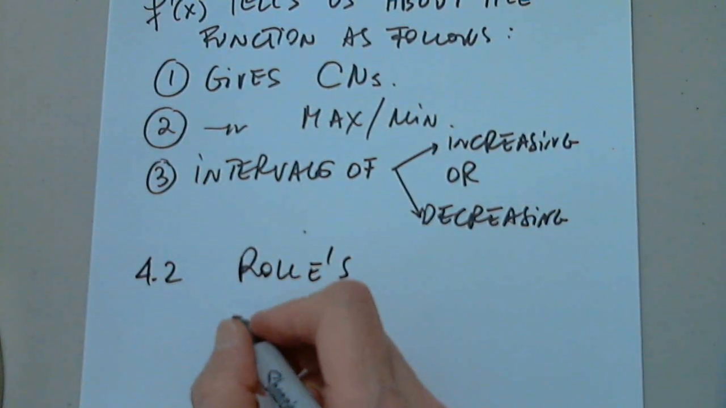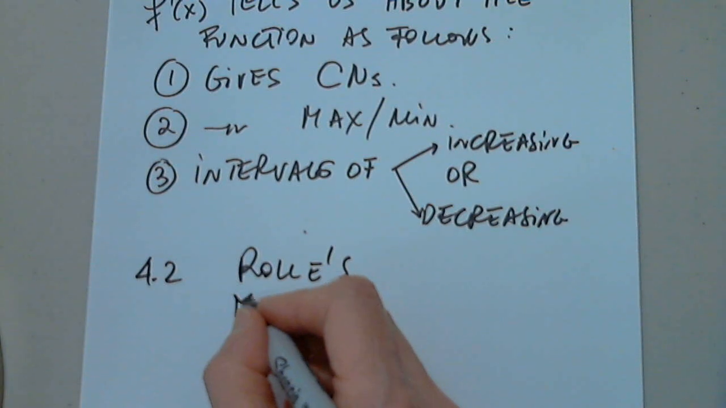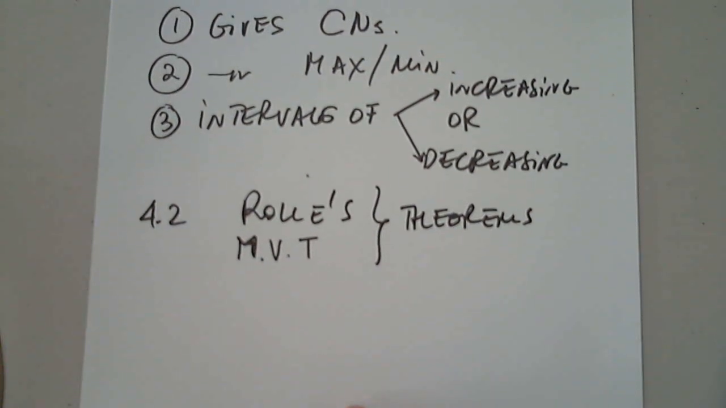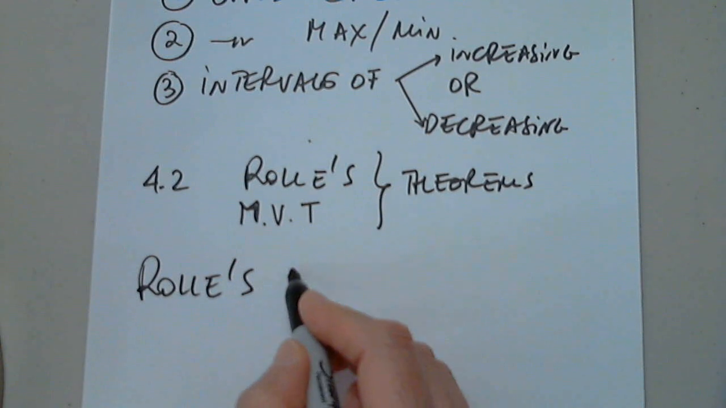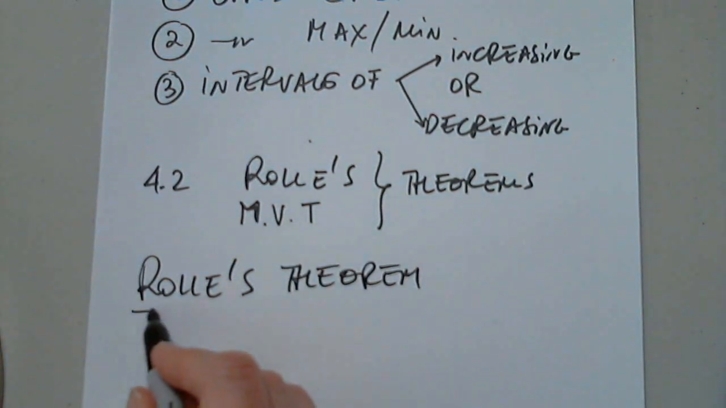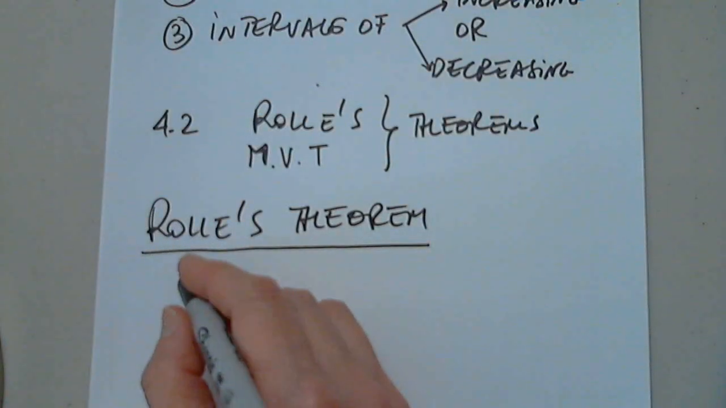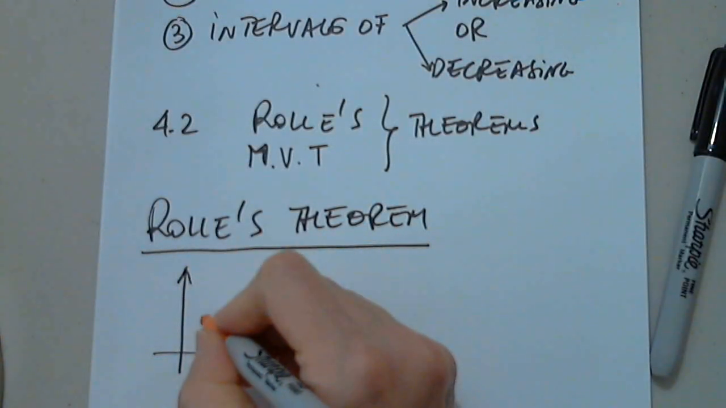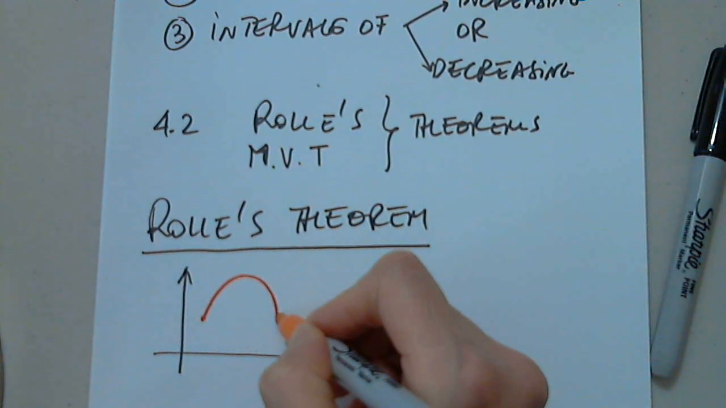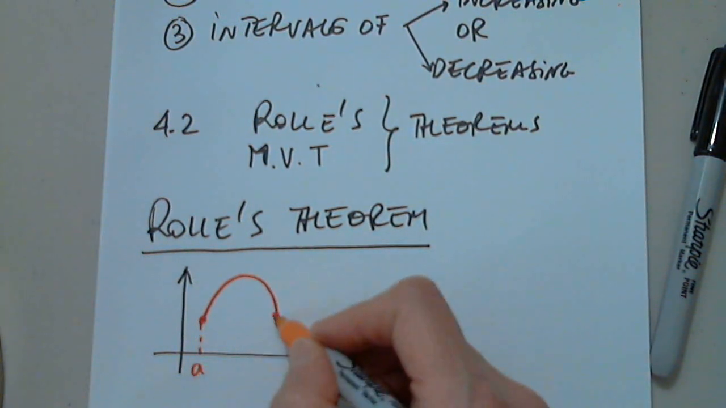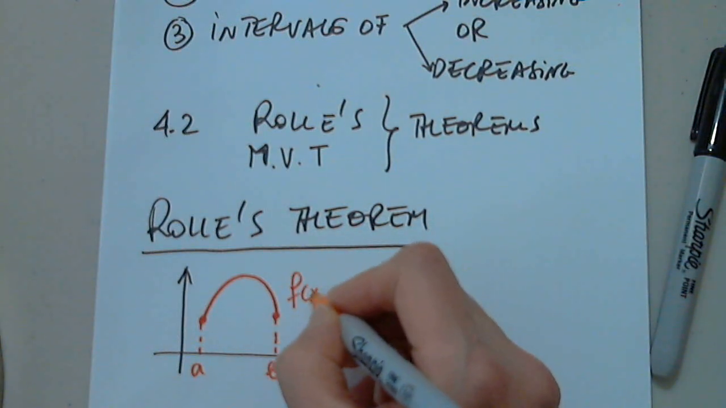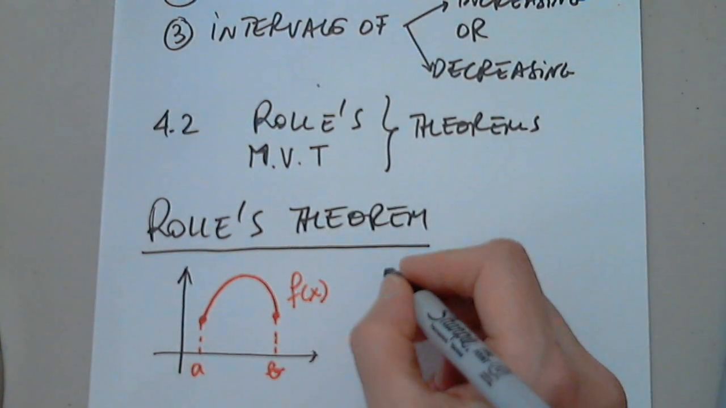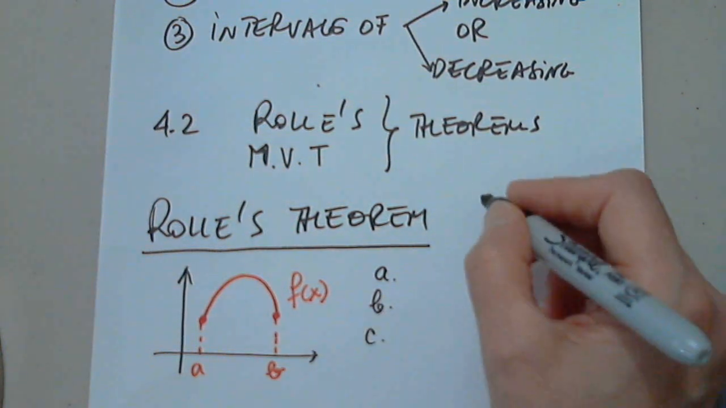Rolle's theorem and mean value theorem. Okay, so let's start with Rolle's. Let's look at a picture, of course, a graph of a function on a closed interval a comma b. So this is f of x. Rolle's theorem has three hypotheses.